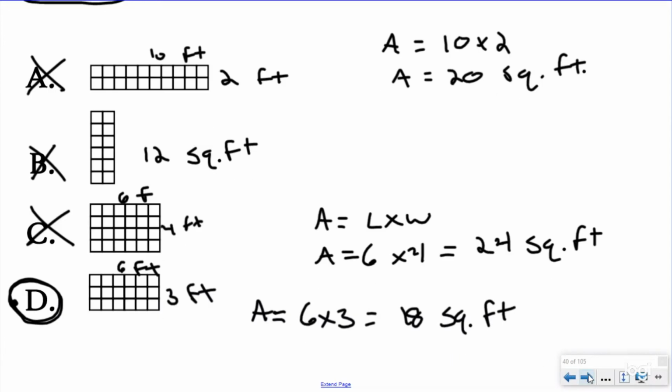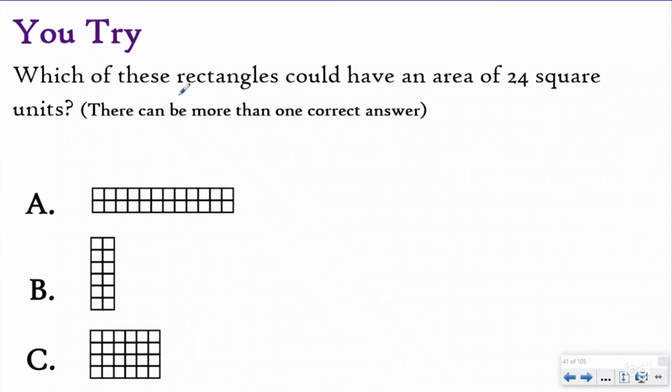So let's take a look at a you-try problem. For this one, it says, which of these rectangles could have an area of 24 square units? And here's the key right here before you pause it and try it. There can be more than one correct answer for this one. So if you are ready, go ahead and push pause, try it out, and then push play to check your mastery. If you're not ready yet, that's okay. You can just do it with me as another we do problem.